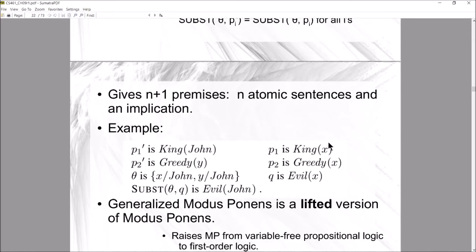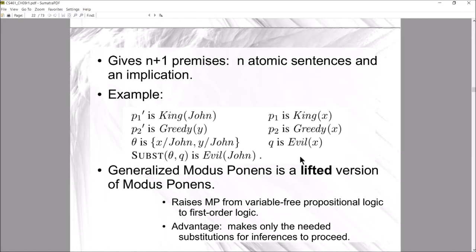And this is known as a lifted version of modus ponens. So we did some lifting here. What that does is that it raises the modus ponens that we looked at in the variable-free propositional logic. That basically makes us have a version that is working in first-order logic, because we got variables, right?